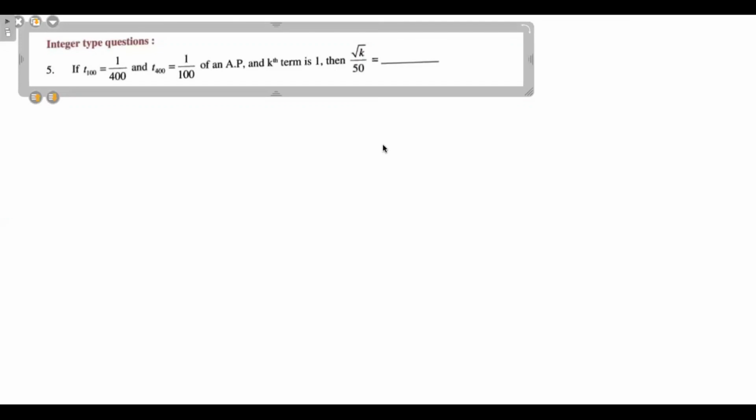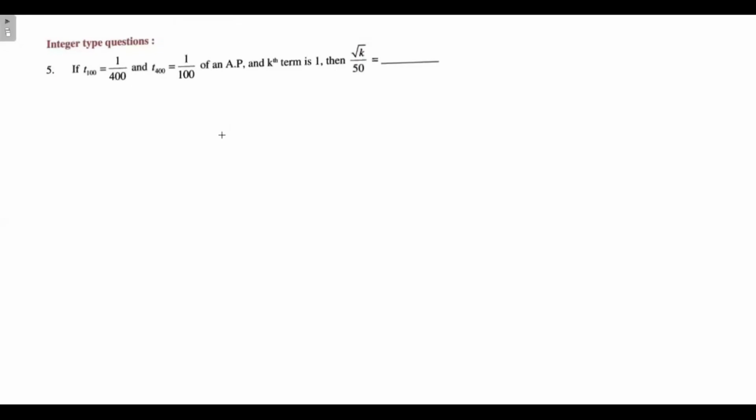Okay, so whenever you've got such questions, all you have to do is assume something. But first thing is that it's an AP, right? So generally assume the first term as A and the common difference as D. So this is your first term, this is your common difference. Using this, you can form some equations here. So this is t100, so this is actually A plus 99D.